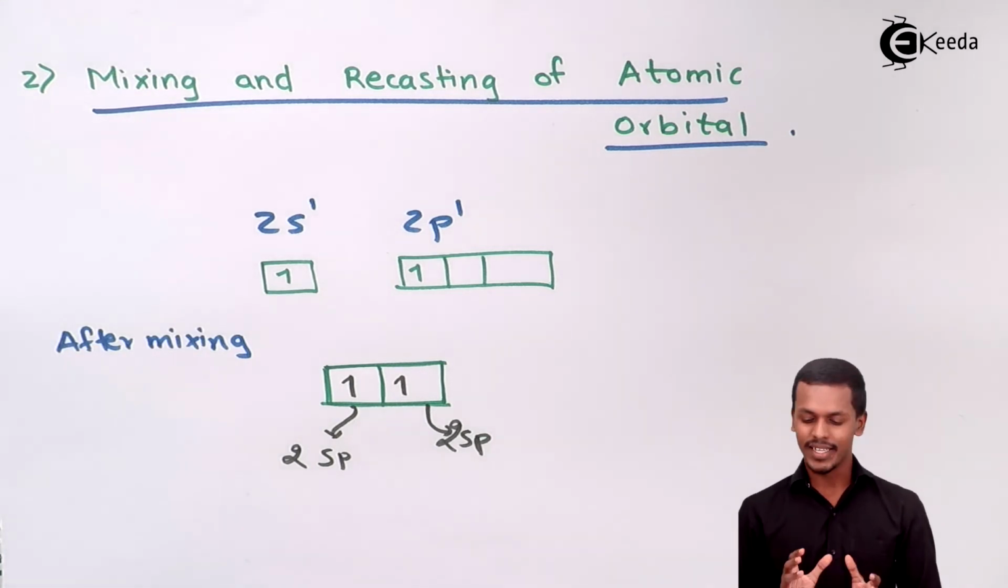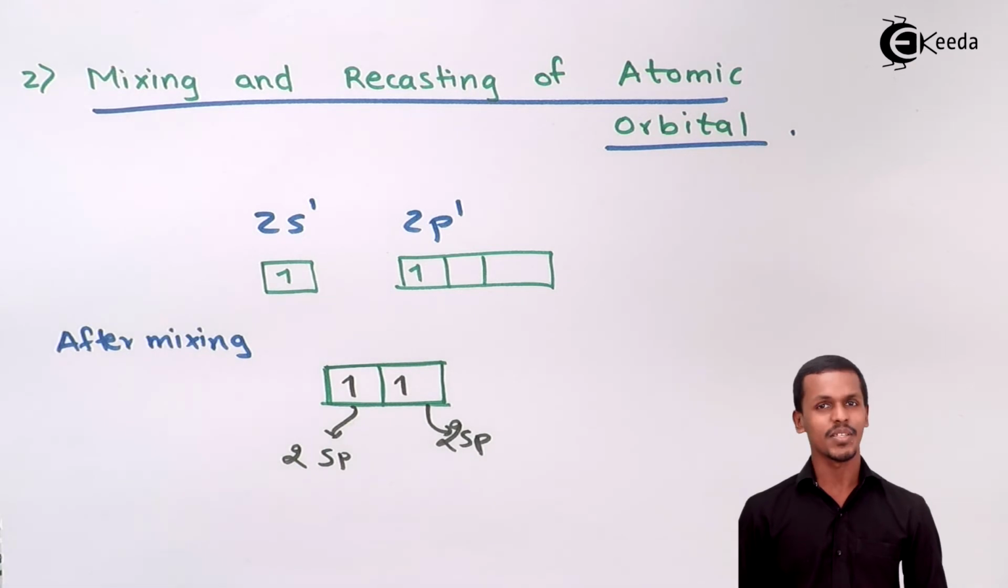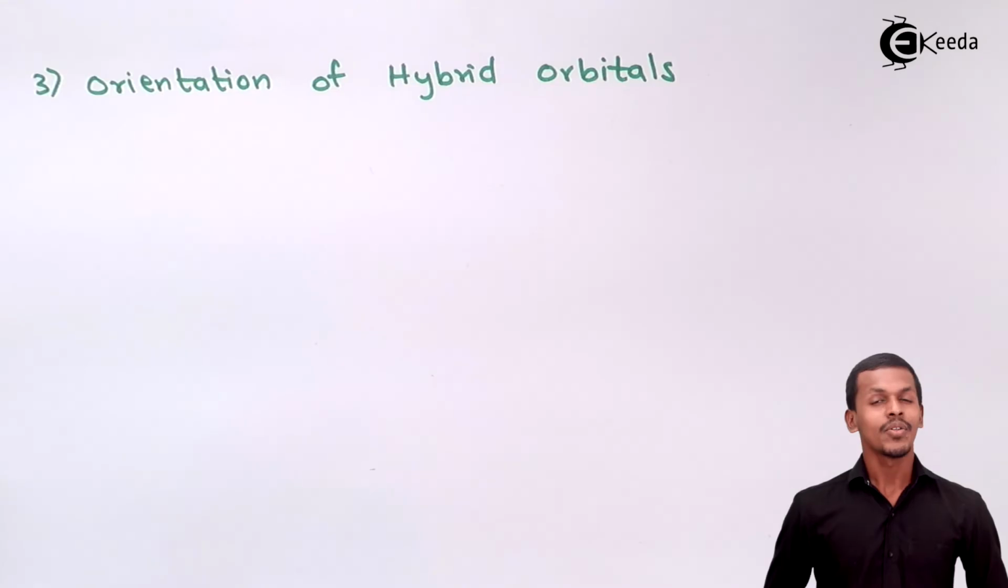And so that was the main point that I was talking about, but we'll discuss it in more detail in our future lecture also. So now let us move on to the third point that I am going to explain to you. Now let us start with the orientation of hybrid orbitals.